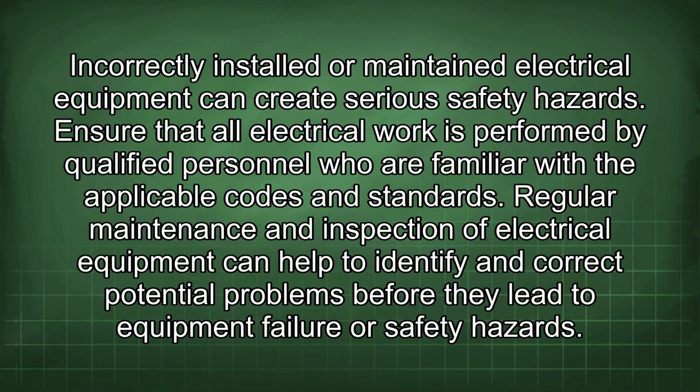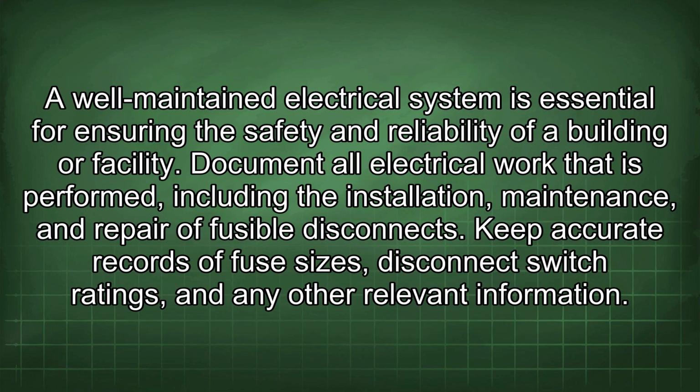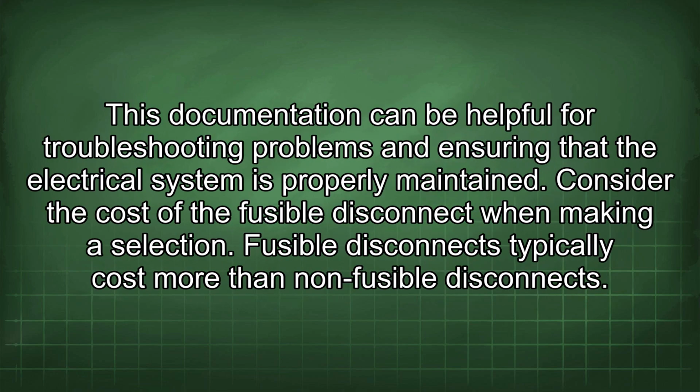Regular maintenance and inspection of electrical equipment can help to identify and correct potential problems before they lead to equipment failure or safety hazards. A well-maintained electrical system is essential for ensuring the safety and reliability of a building or facility. Document all electrical work that is performed, including the installation, maintenance, and repair of fusible disconnects. Keep accurate records of fuse sizes, disconnect switch ratings, and any other relevant information. This documentation can be helpful for troubleshooting problems and ensuring that the electrical system is properly maintained.